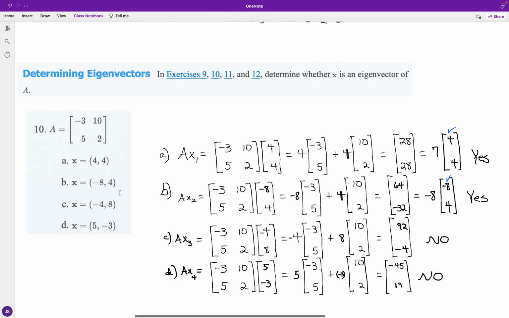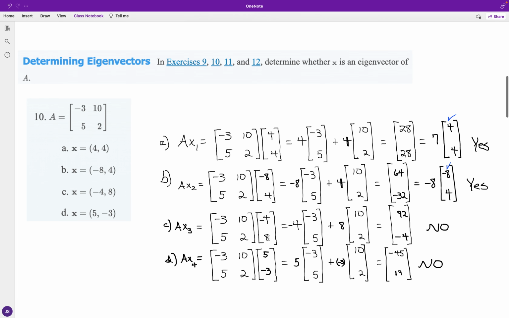And if I test out -8 and 4 to see if that is going to be an eigenvector, so just multiplying A and x of 2, where x of 2 we have as -8 and 4, and following through we have 64 and -32, and I can reduce this in terms of -8 and 4, whereupon that eigenvalue is going to be -8, and we have -8, 4 as the eigenvector, so that is going to be yes.